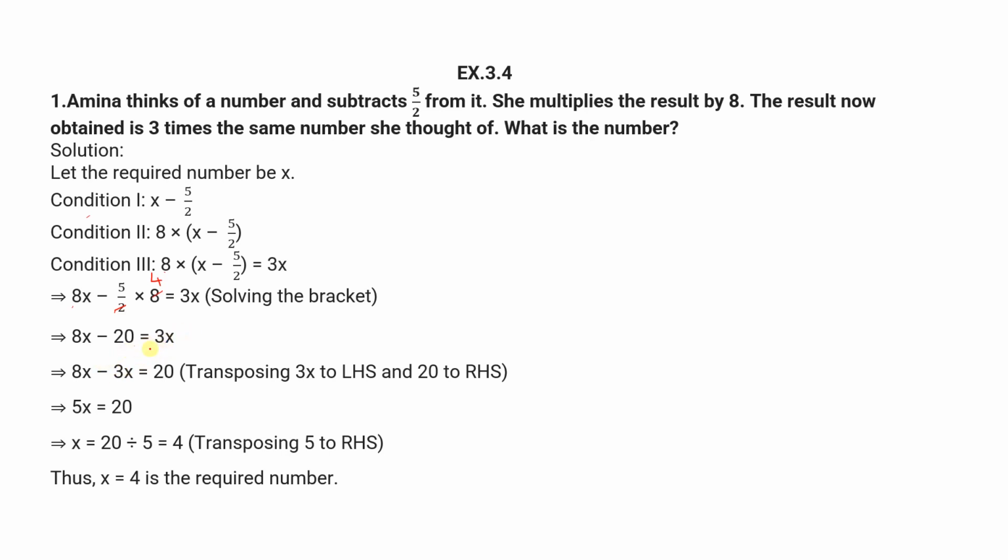Now you transpose 3x from RHS to LHS and minus 20 from LHS to RHS. That is 8x minus 3x equals minus 20 becomes plus 20. 8x minus 3x is 5x, that's equal to 20. That is transposing 3x from RHS to LHS and 20 from LHS to RHS. So 5x is equal to 20. Therefore x is equal to 20 by 5. 20 by 5, we will get it as 4. Okay, thus x is equal to 4 is the required number. That means she thought of 4.